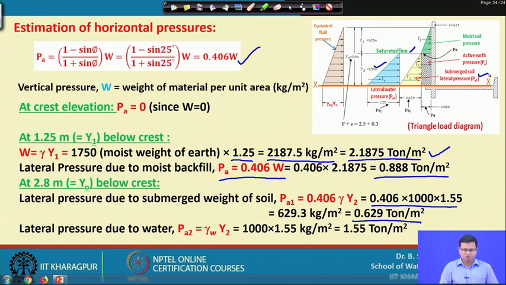Then lateral pressure due to water, that is equal to P A 2. So, that is defined by the force F 4. So, P A 2 will be equal to gamma W into the height of water, that is equal to y 2. So, gamma W equal to 1000 into 1.55. So, we are getting 1.55 ton per meter square.